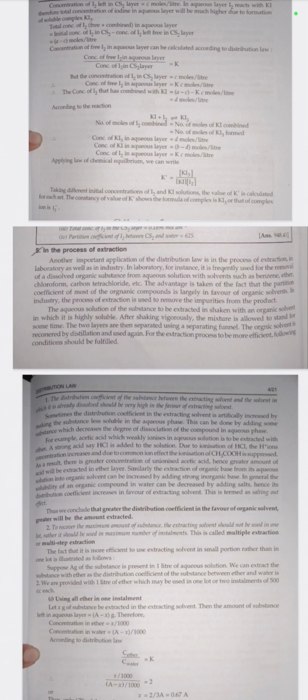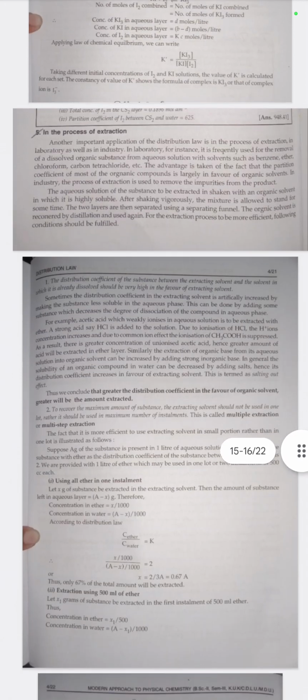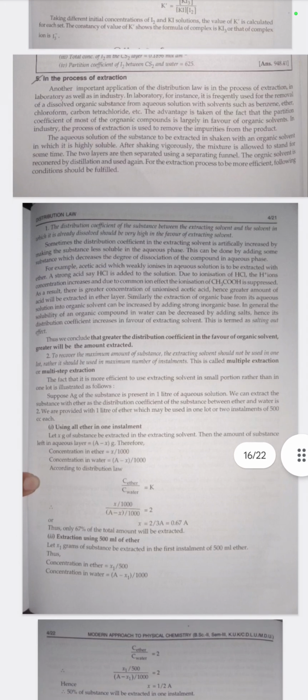To be more efficient, the following conditions should be fulfilled. First, the distribution coefficient of the substance between the extracting solvent and the solvent in which it is already dissolved should be very high in favor of the extracting solvent. Sometimes the distribution coefficient in the extracting solvent is artificially increased by making the substance less soluble in the aqueous phase. This can be done by adding some substance which decreases the degree of dissociation of the compound in the aqueous phase. For example, acetic acid, which is weakly ionized in aqueous solution, is to be extracted with ether.